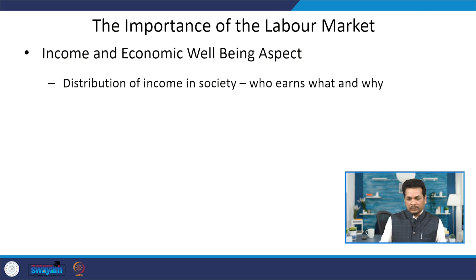The income the individual earns in the labor market decides to which school his children will go. The income decides in which hospital he can give treatment to his parents. So, it is 3 generations whose well-being is decided on the income of the individual. So, it has intergenerational linkage. So, the income and well-being aspect is very important.